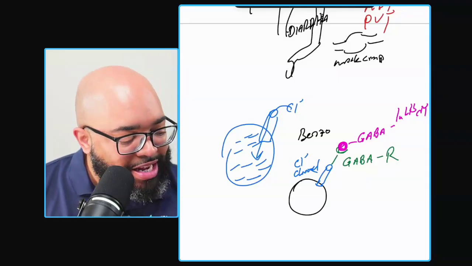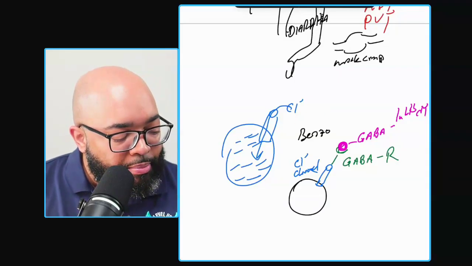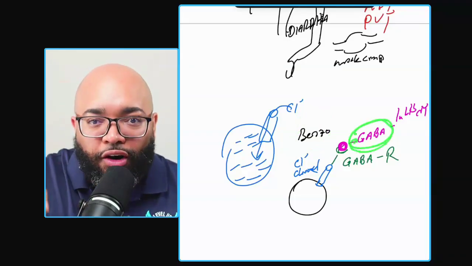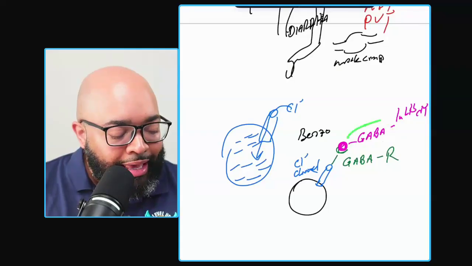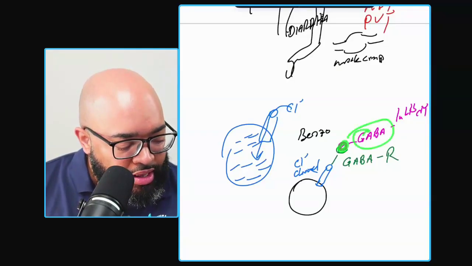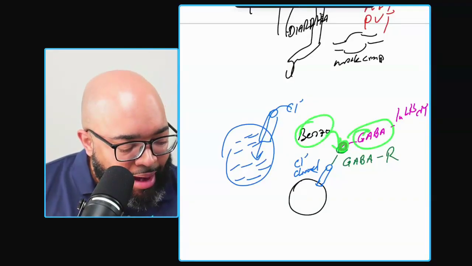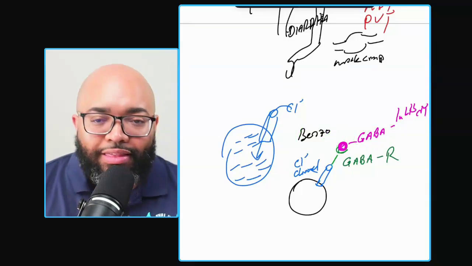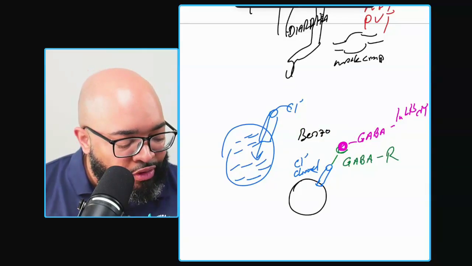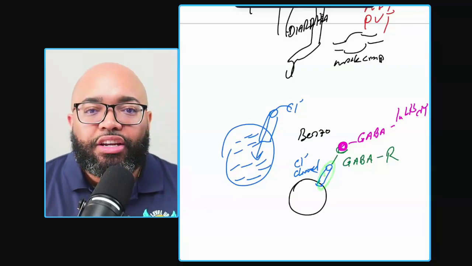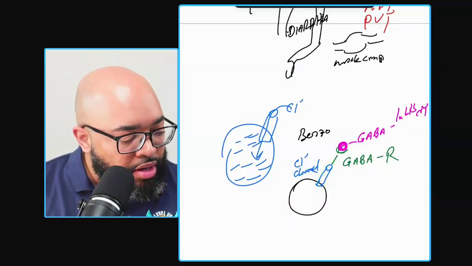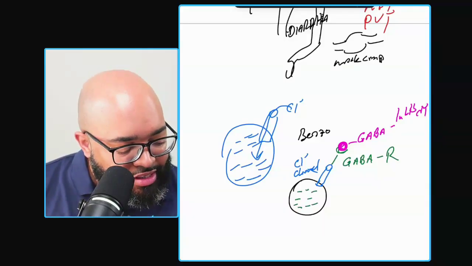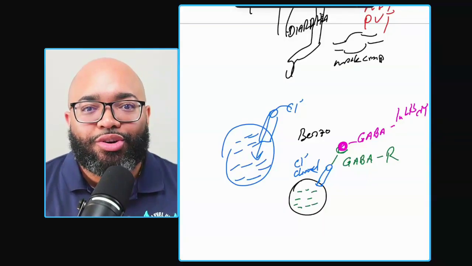All right, so let's make sense of all this. The benzo activates GABA, which is the shutoff switch. GABA attaches to the GABA receptor. The GABA receptor is located on the chloride channel that opens up the channel so that now a lot of chloride flows into the cell. That's how the seizure gets stopped.